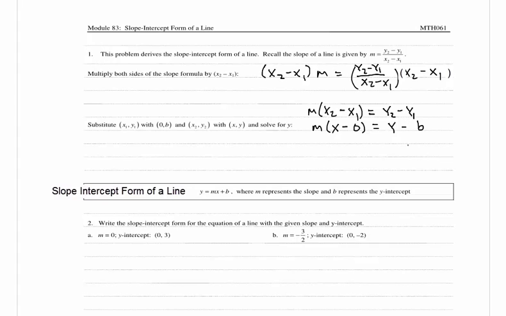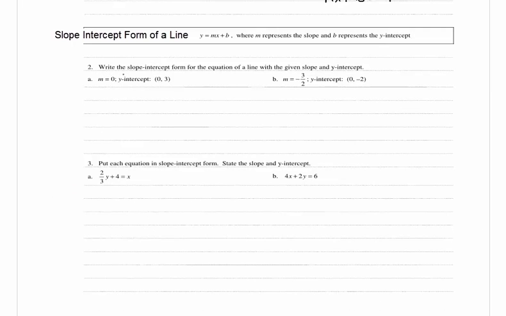And now we're going to solve for y. So we have x minus 0 is x, so we have mx is equal to y minus b, and now we add b to both sides and we get y is equal to mx plus b. And y is equal to mx plus b is slope-intercept form of a line where m represents the slope and b represents the y-intercept.